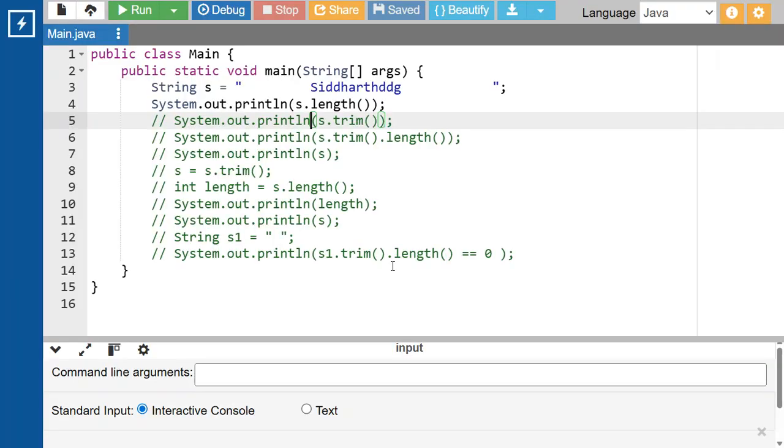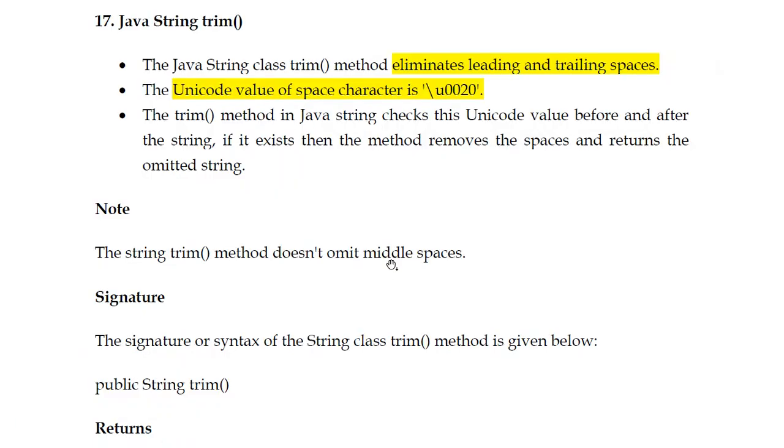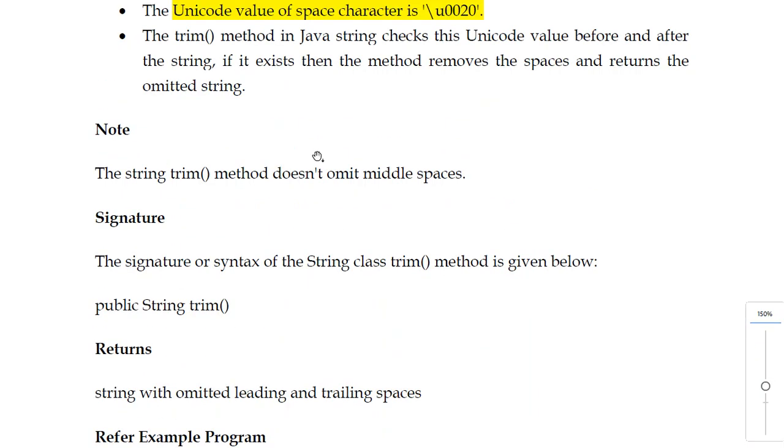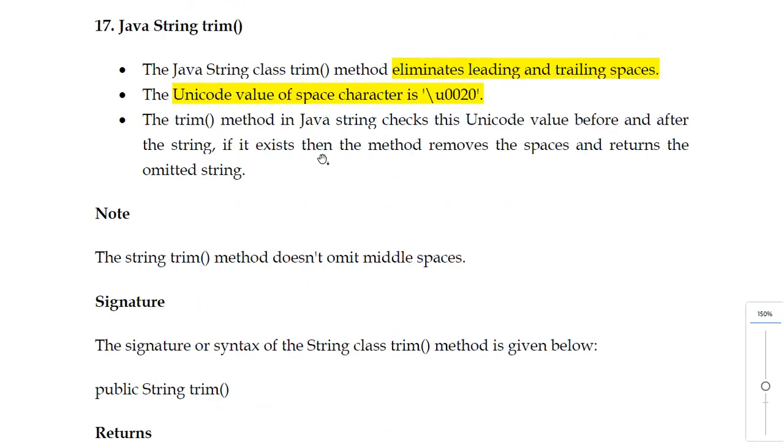In our previous session, we discussed toLowerCase and toUpperCase methods. In this session, we'll discuss the trim method. So what's the usage of the trim method? It will eliminate or remove leading and trailing spaces. So definitely you may have the question, what do we mean by leading and trailing spaces?